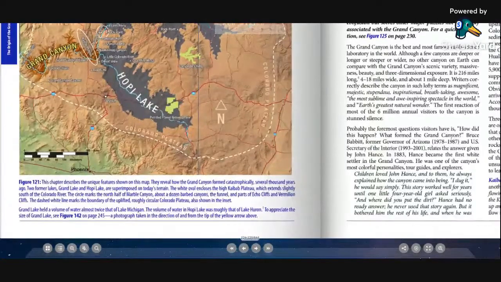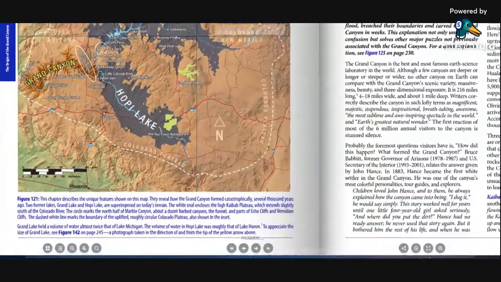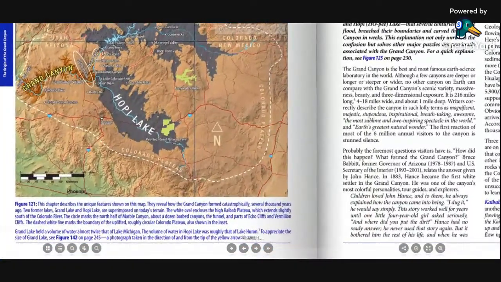Okay, this chapter describes the unique features shown on this map. They reveal how the Grand Canyon formed catastrophically several thousand years ago. Two former lakes, Grand Lake and Hopi Lake, are superimposed on today's terrain. The white oval encloses the Kaibab Plateau, which extends slightly south of the Colorado River.